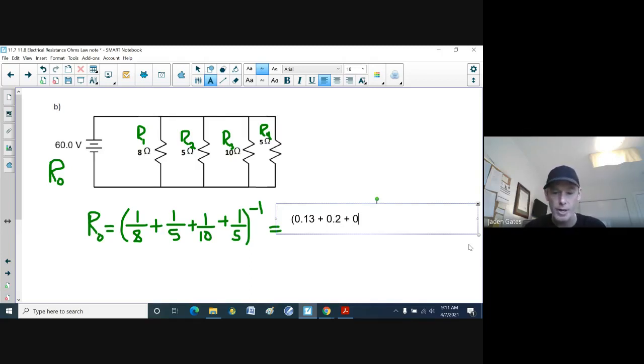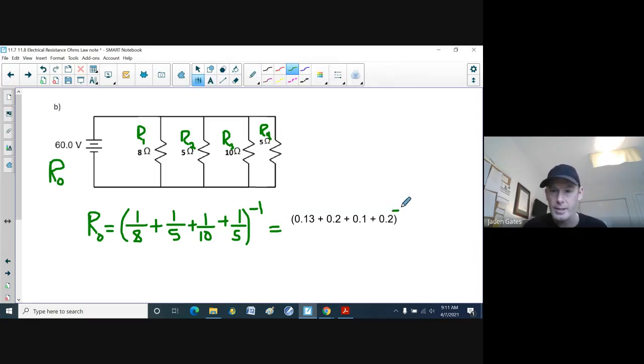1 divided by 10, I know that one's 0.1. All right, plus 1 over 5 again, so that's 0.2. And again, I got to take that to the power of -1. All right, so I add all those up. And let's see here, 0.2 plus 0.1 is 0.3, 0.5, add this. I'm going to get 0.63 here.